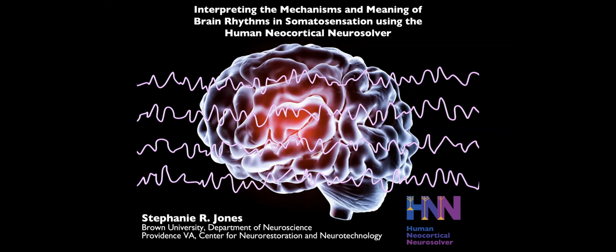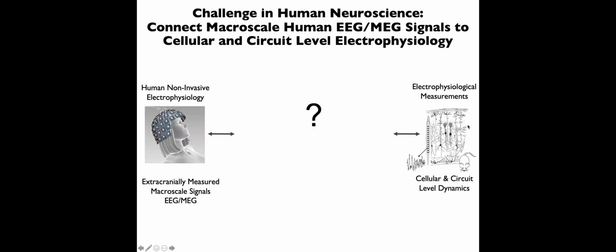So thank you again. I'm very glad to have this opportunity to present, and I'm going to be talking about our software, Human Neocortical Neurosolver, which is designed for cell and circuit level interpretation of EEG and MEG. Today I'm going to focus on our studies using HNN to understand the mechanism and meaning of brain rhythms in somatosensation. I'm going to begin by giving you an overview of the challenge in human neuroscience that we aim to address with the development of this tool.